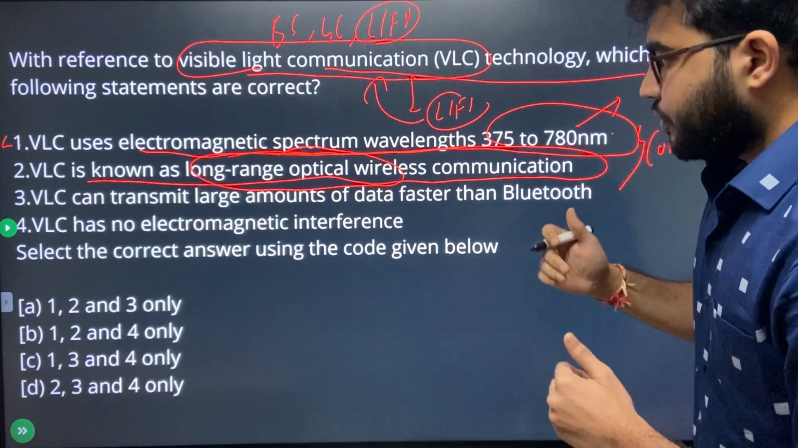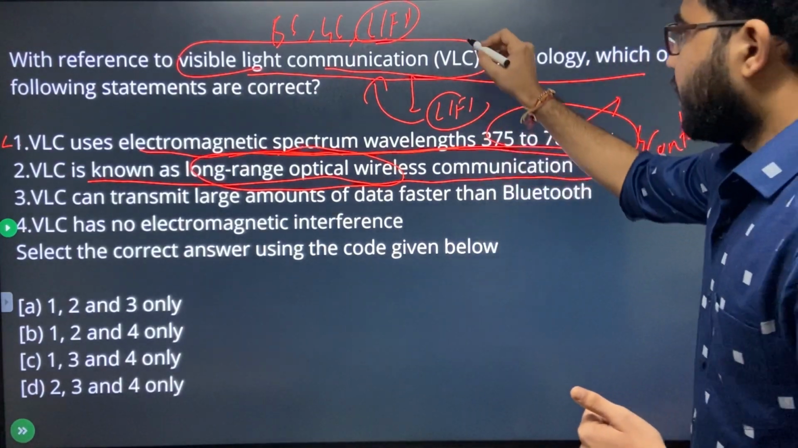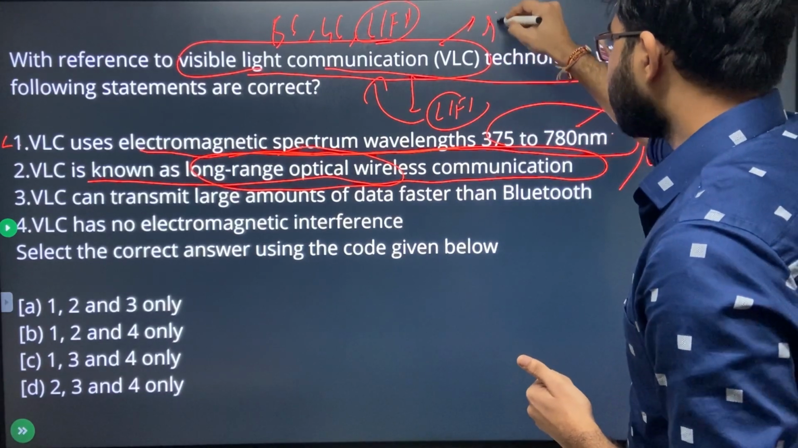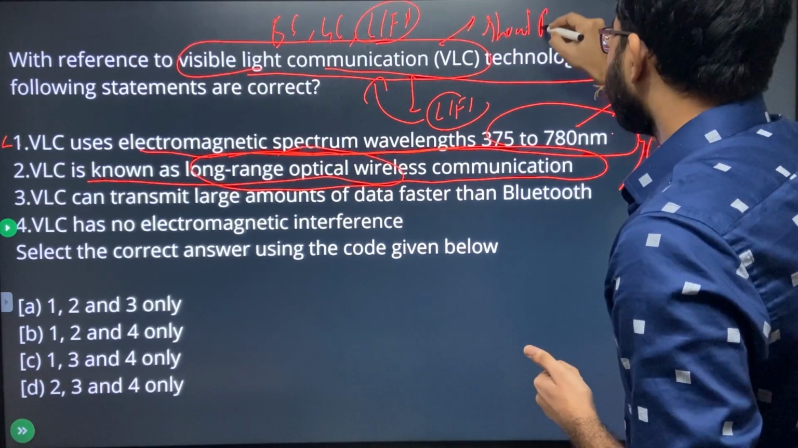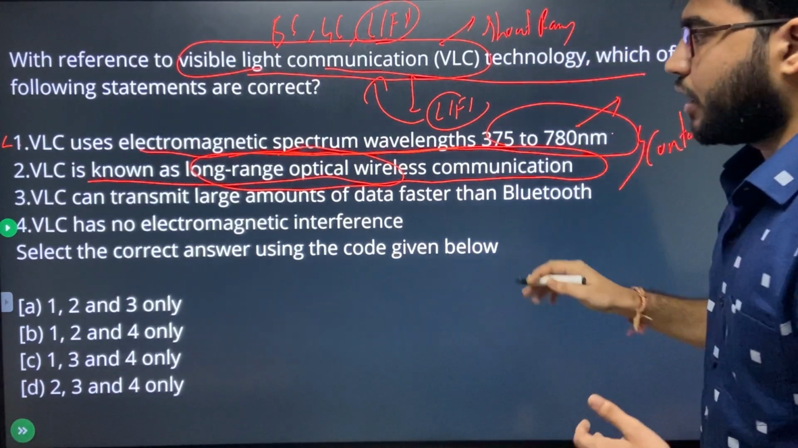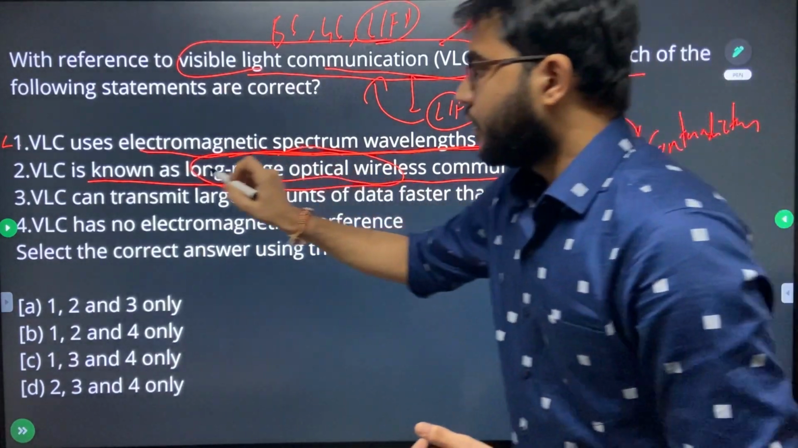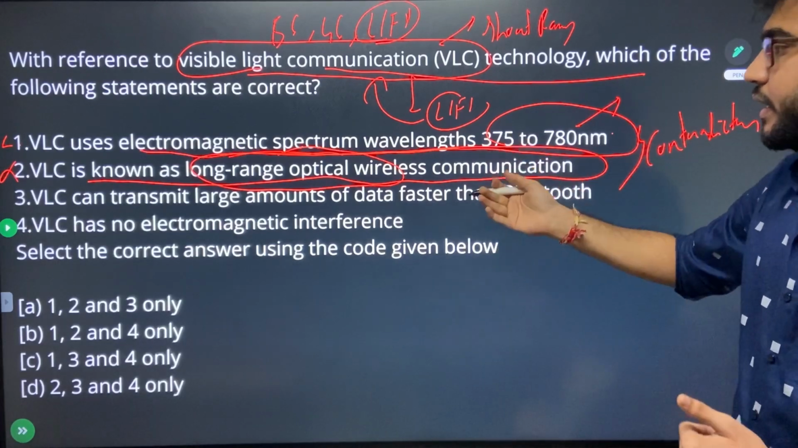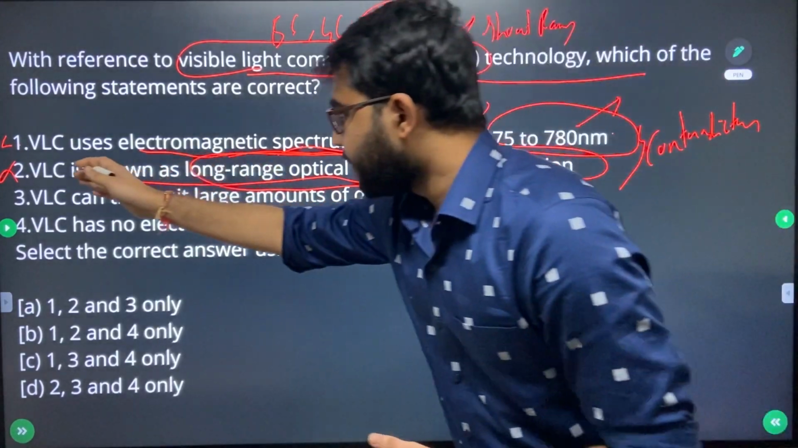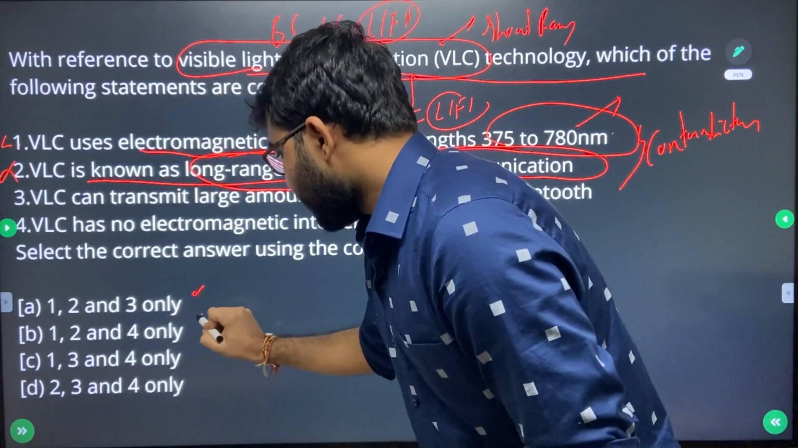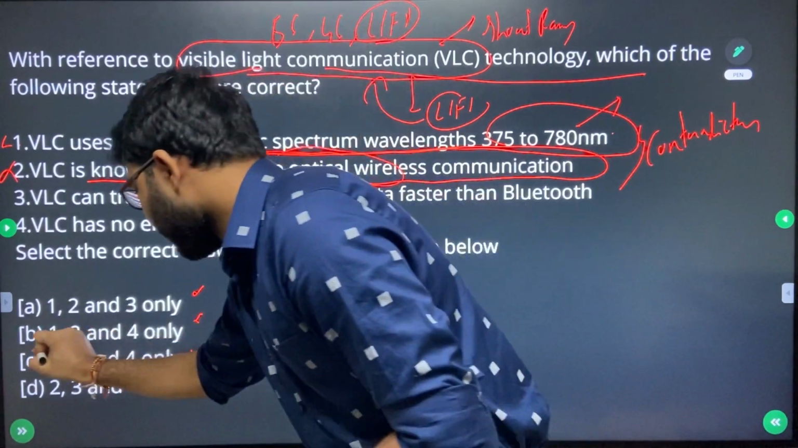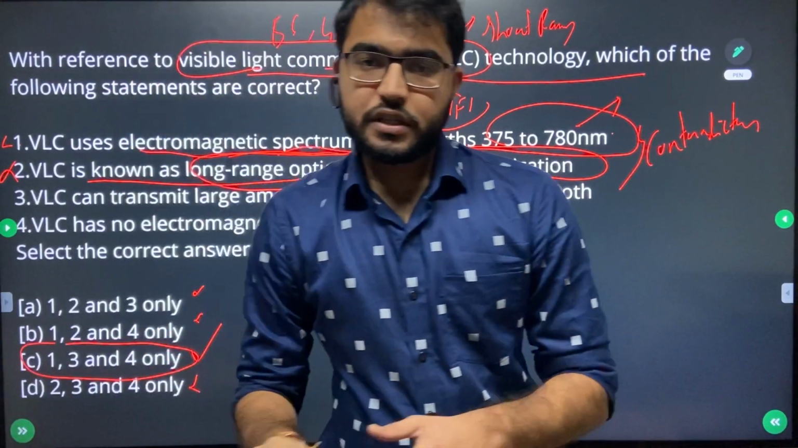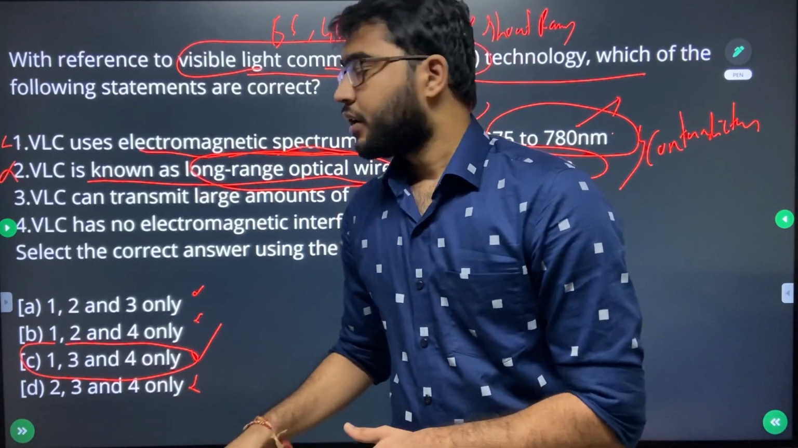Then you know that Li-Fi is a short range communication. So again, this statement is incorrect. If you have knowledge about Li-Fi and this technology, if you know that it is for short range, you can easily eliminate statement number 2. So again, C is your answer. Just by eliminating one statement, you can derive the correct answer.